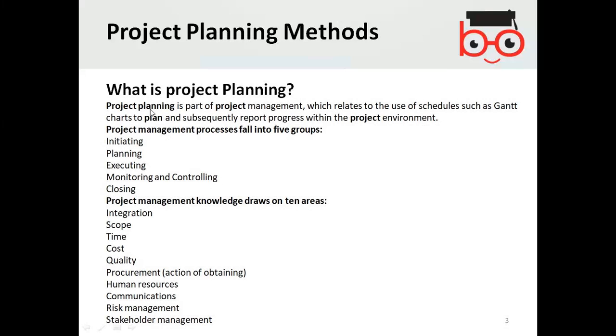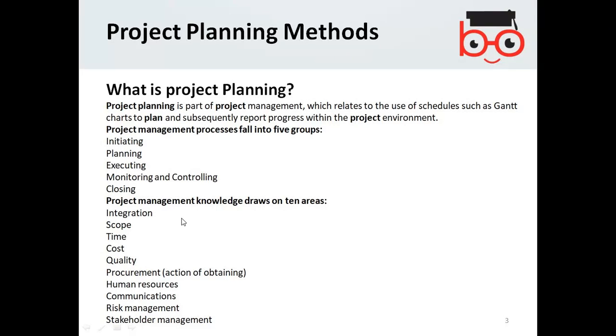What is project planning? Project planning is a part of project management which relates to the use of schedules such as Gantt charts to plan and subsequently report progress within a project environment. Project management processes fall into 5 groups, like you need to initialize the project, you need to plan the project, execute, monitor, control, and close the project.